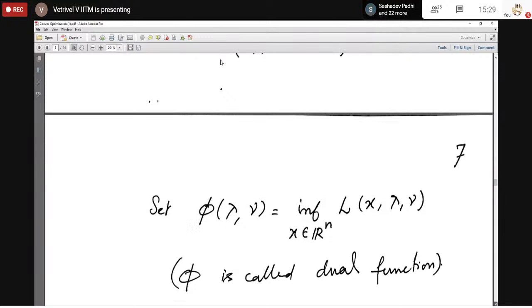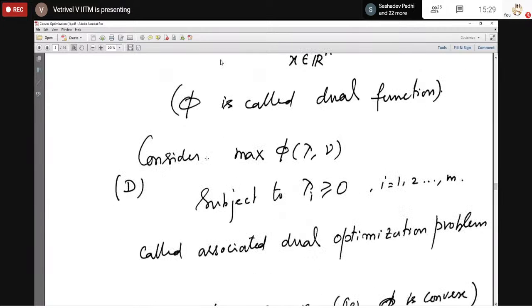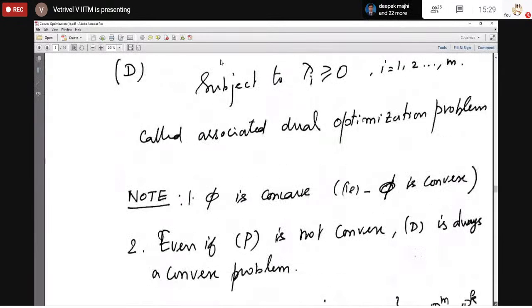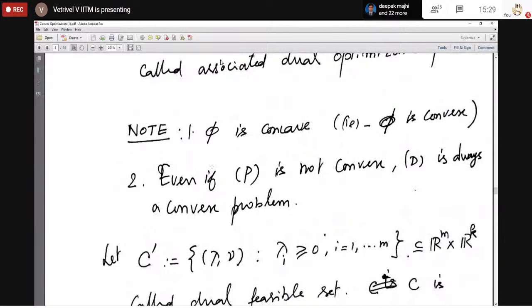Once I find it, I consider this maximization problem, which turns out to be always a convex program. So even if my primal problem is not a convex program, my dual problem will be a convex program. Once I know it is a convex program, it is easy to solve for me. Things are better when I face a convex optimization problem. And that's what I mentioned here: even if P is not convex, D is always a convex program.